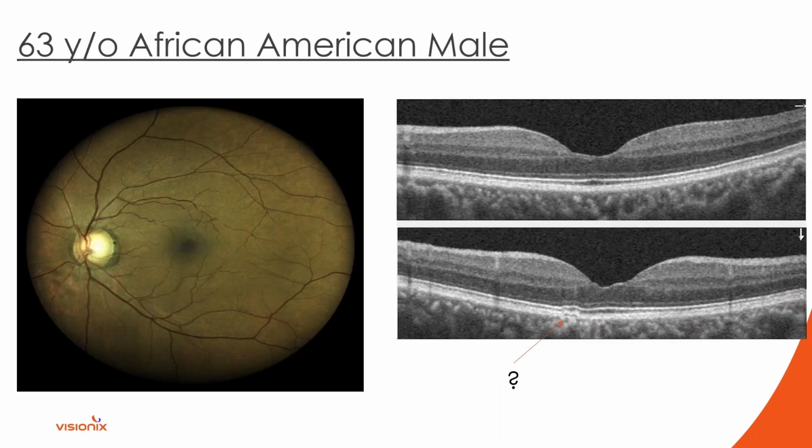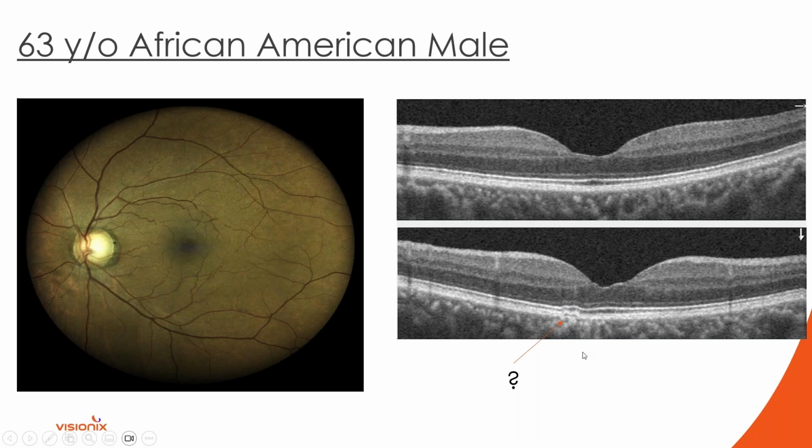Here's another example of a 63-year-old African-American male who came in for a glaucoma workup, fundoscopically very unremarkable. We got 2 retinal scans as part of the GCC analysis. The horizontal scan looks completely normal. The vertical scan, I picked up what I call this little blip, right? Wasn't sure what I was looking at there.